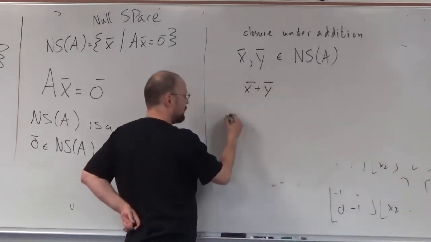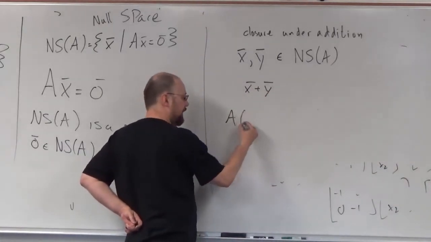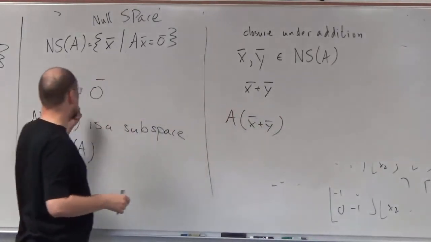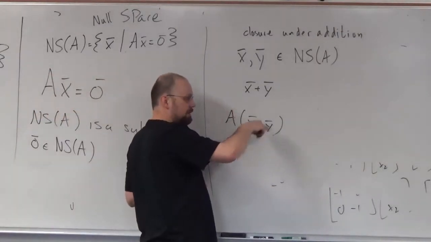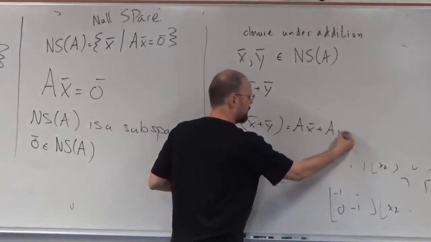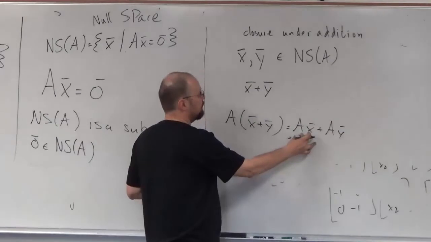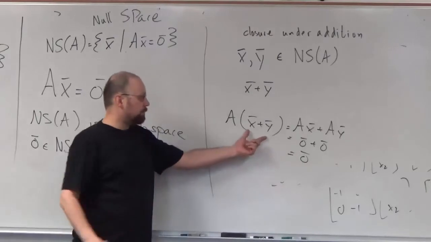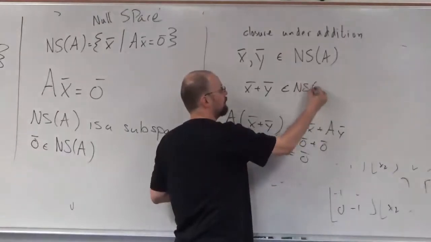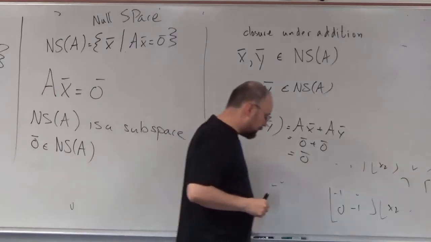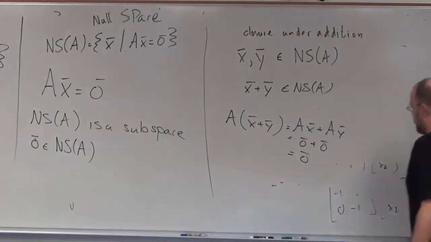Well, this sum is in the null space if A times that sum gives me the 0 vector. Then that's a solution to the homogeneous equation. But matrix multiplication is linear, so AX plus AY. And because X is in the null space, A times X is the 0 vector, and A times Y is the 0 vector. So indeed, X plus Y is a solution to the homogeneous equation. So this is in the null space. We have closure under addition. Take two vectors in the null space, add them, you're still in the null space.